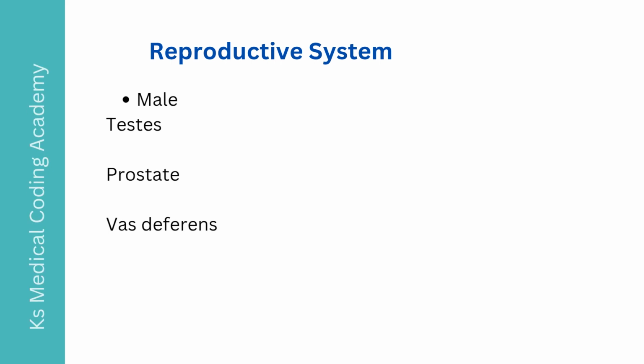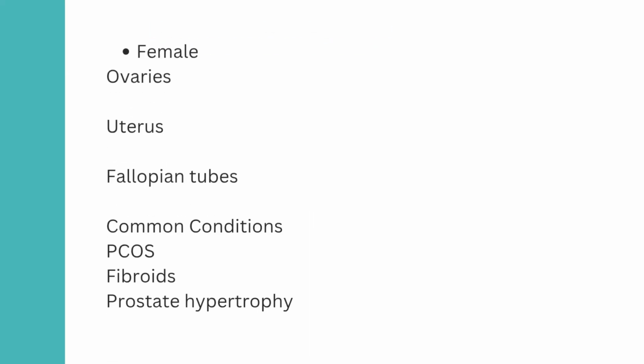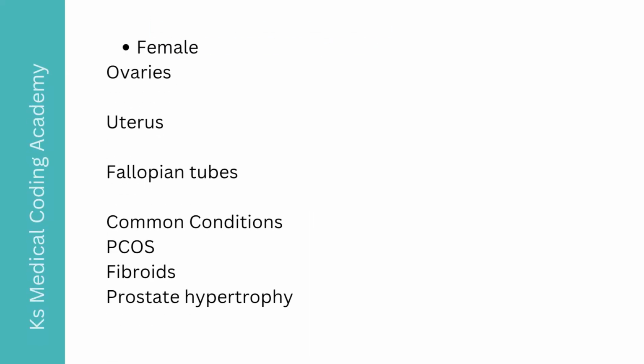Reproductive system. Male components. Key male organs include the testes, prostate, and vas deferens. Female components. Key female organs include the ovaries, fallopian tubes, uterus, cervix, and vagina. Common diagnoses. Common conditions include PCOS, fibroids, infertility, and prostate hypertrophy.